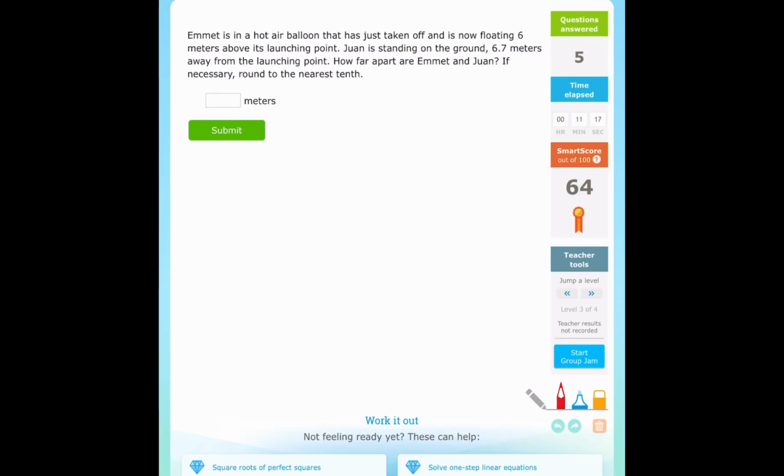Emmett is in a hot air balloon that has just taken off and is now floating 6 meters above its launching point. So let's say this is the launching point. So it is floating 6 meters above its launching point, and Juan is standing on the ground 6.7 meters away from the launching point. So I'm going to mark this as launching point, and this is where Juan is.